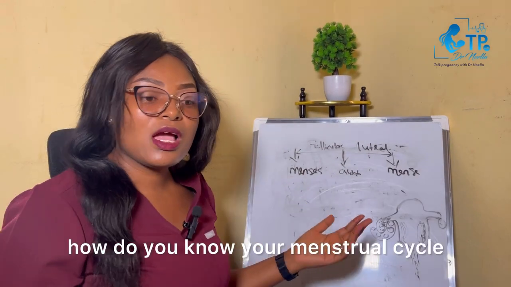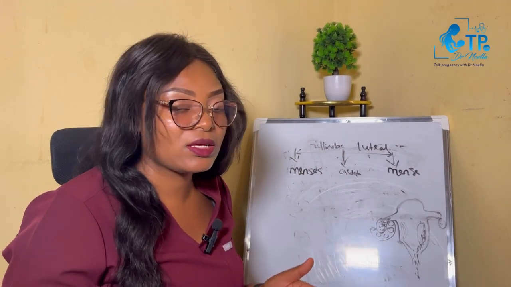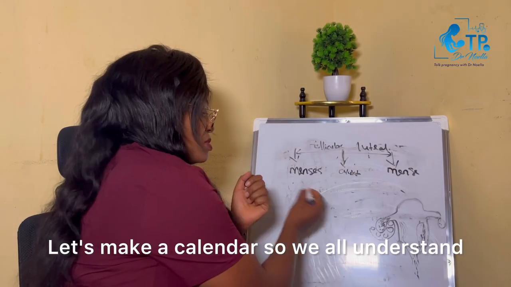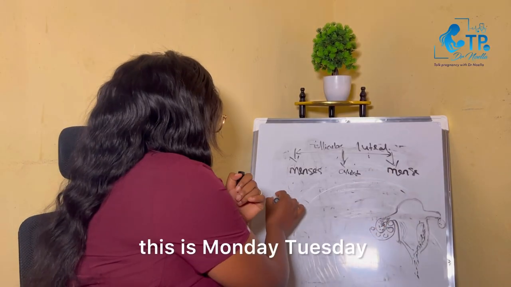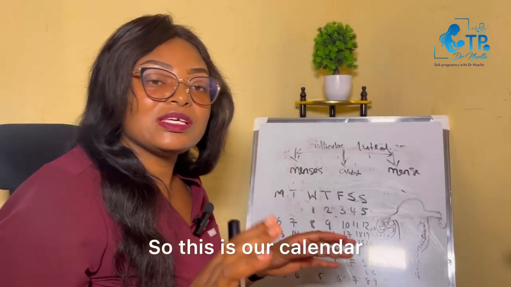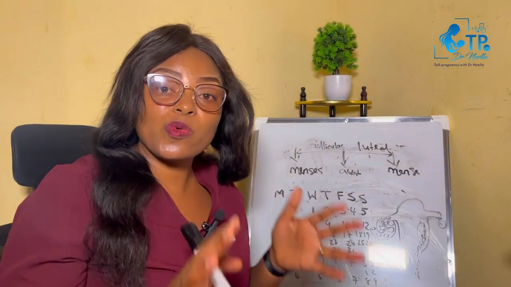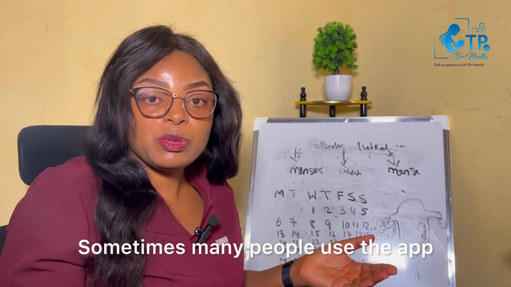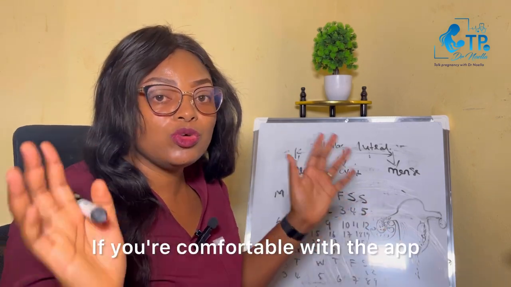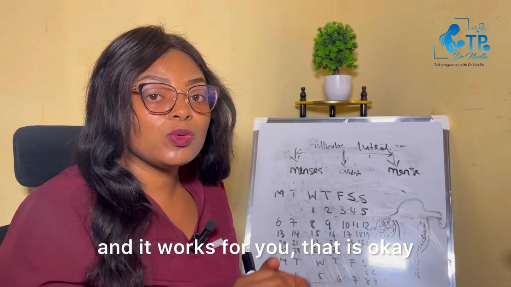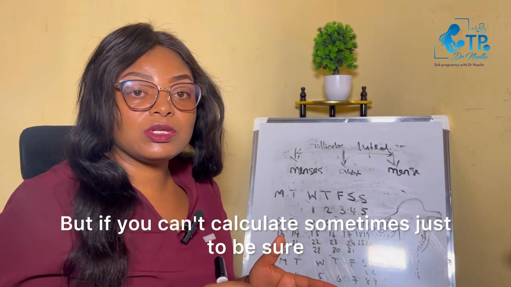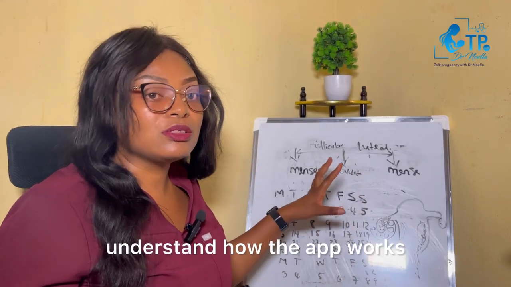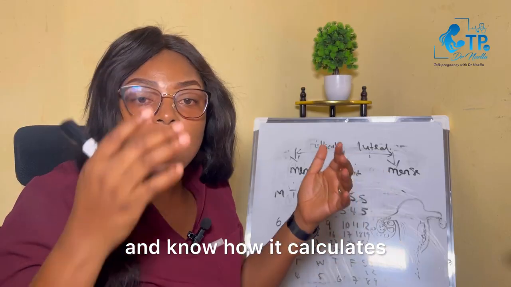When we have had this, how do you know your menstrual cycle? How do you calculate this cycle? Let's make a calendar so we all understand. This is Monday, Tuesday. So this is a calendar. I always tell all women that I get to meet, know your cycle. Sometimes many people use an app. Yes, that's fine. If you're comfortable with the app and it works for you, that is okay. But sometimes, just to be sure that the app goes with yours, you can also calculate and understand how the app works and how it calculates.